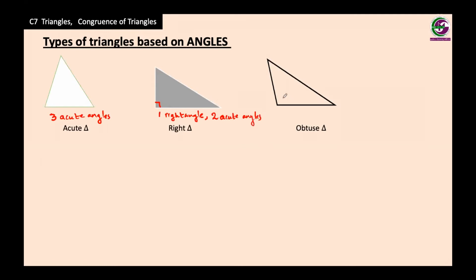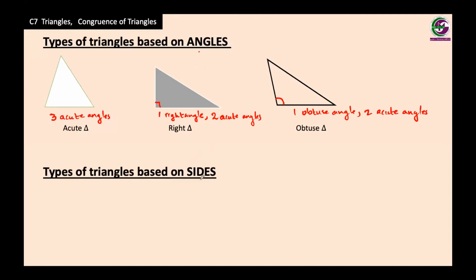Now, what about an obtuse triangle? One obtuse angle, and again, we have 2 acute angles. So these are the 3 different types of triangles based on the angles. Now let us see the second classification of triangles based on sides. Based on sides also, we have 3 types of triangles.